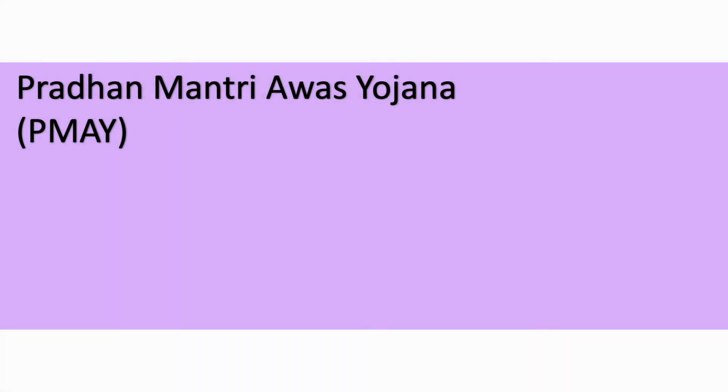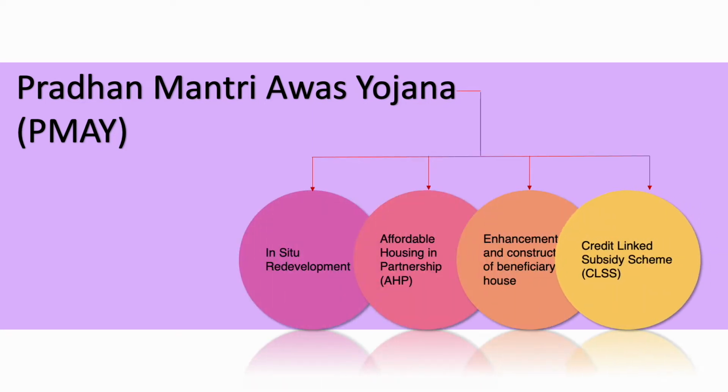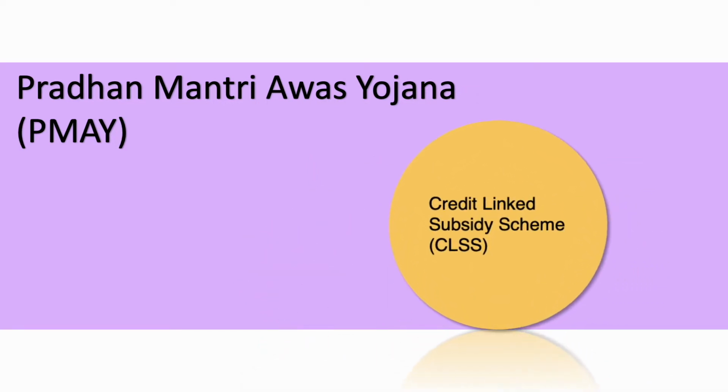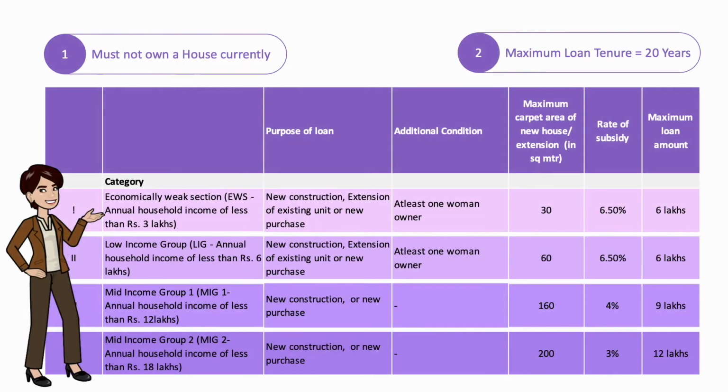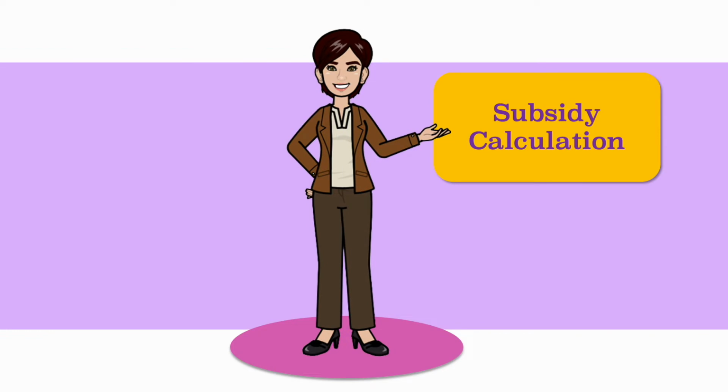The Pradhan Mantri Awas Yojana is a program that aims at providing housing for all. As of now, there are 4 schemes under PMAY, one of which is the Credit Linked Subsidy Scheme. CLSS aims to provide an interest rate subsidy for home loan borrowers. The conditions for providing subsidy are fairly straightforward. In this video, we shall learn how the subsidy is calculated and applied.